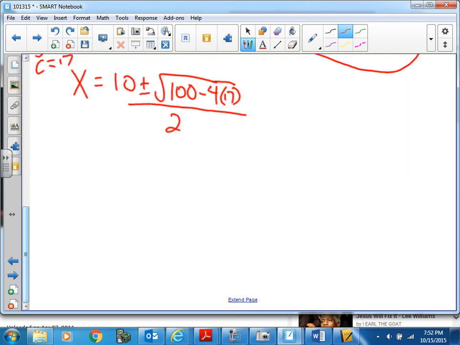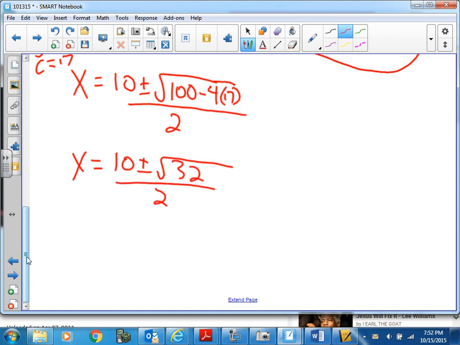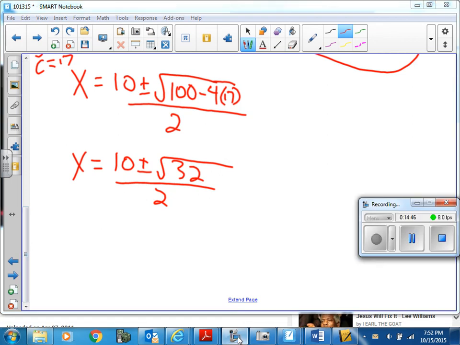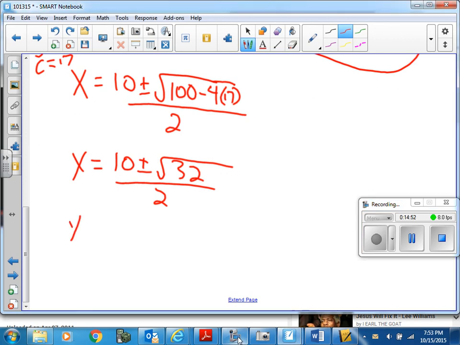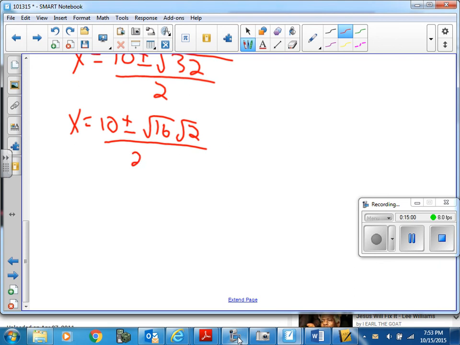And then I'm going to keep going here. You're going to have x equals 10 plus or minus, 4 times 17 is 68, so 100 minus 68 is 32, all over 2, and then I'm going to break down this 32. You can break that down into 16 and 2, because 16 is the largest perfect square that goes in there, all over 2. So it's going to be x equals 10 plus or minus 4 radical 2 all over 2.